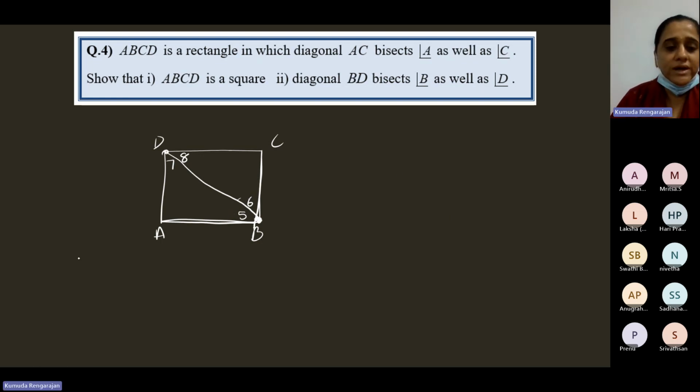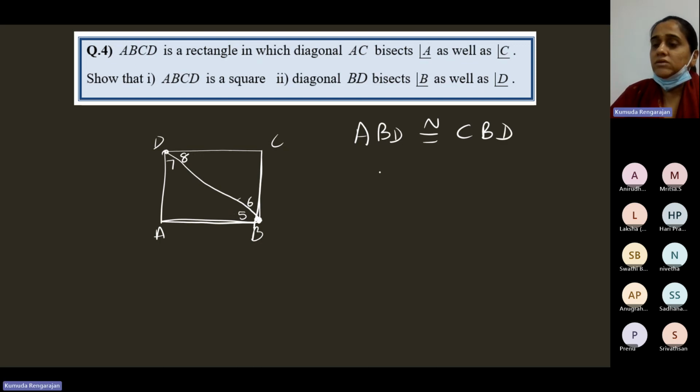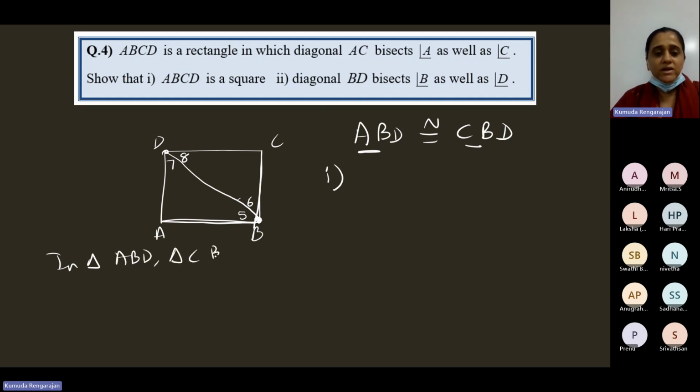Okay, so you want to get this result: triangle ABD congruent to triangle CBD. So write these. In triangle ABD and triangle CBD: 1. AB is equal to CB. AB of the first triangle is equal to CB of the second triangle because it's a square, all sides are equal. Then BD is equal to BD, common side.